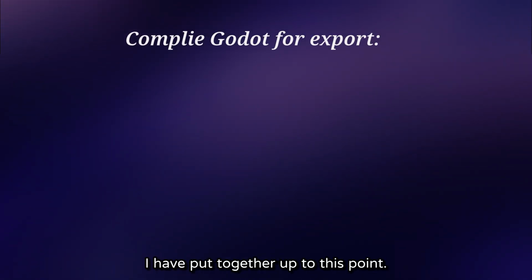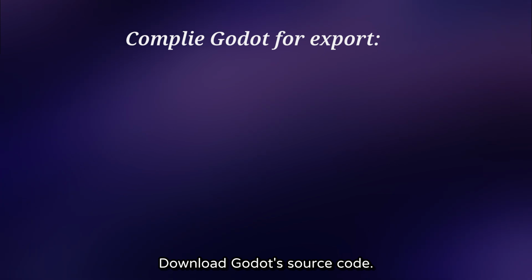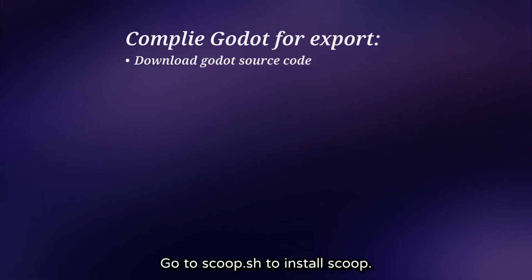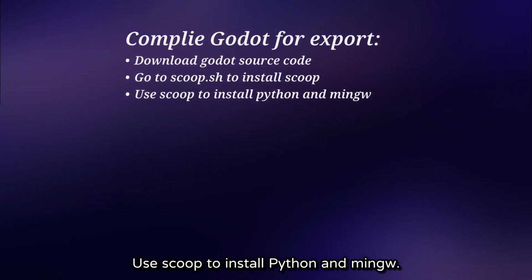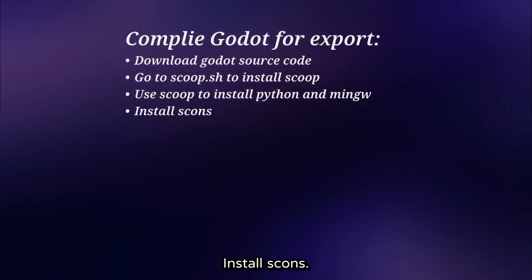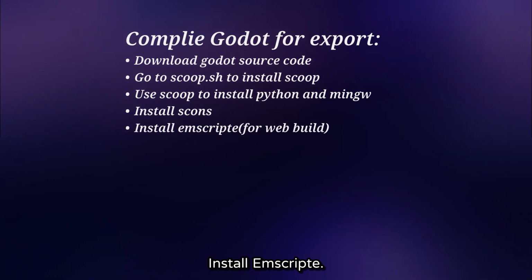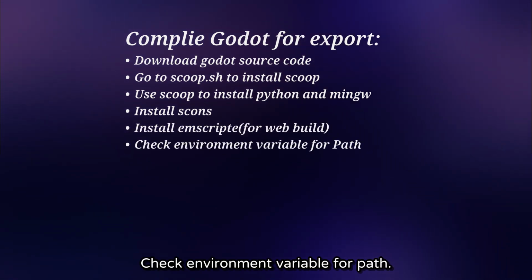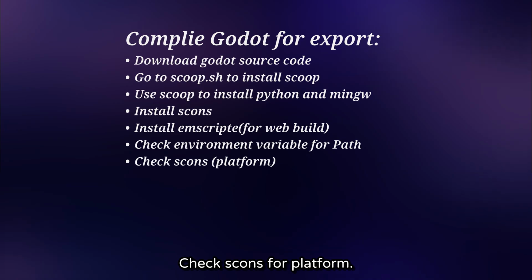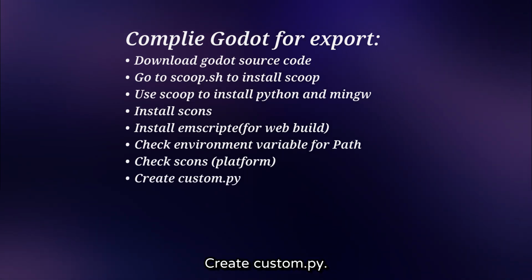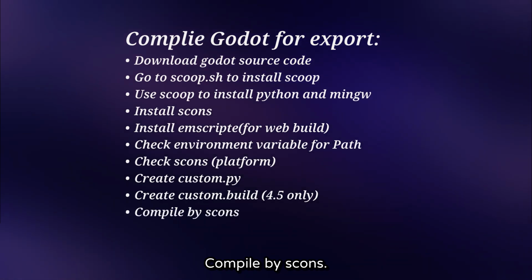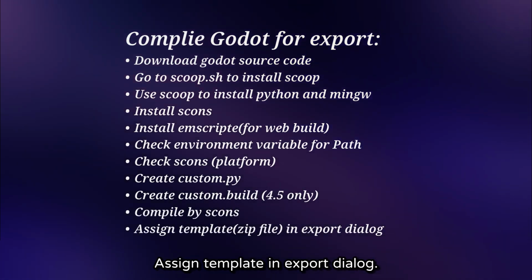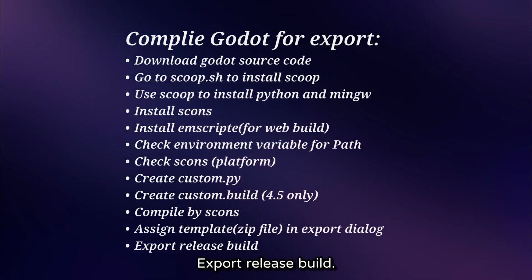Here's the task list I have put together up to this point. Download Godot's source code. Go to scoop.sh to install Scoop. Use scoop to install Python and mingw. Install scons. Install Emscripten. Check environment variable for path. Check scons for platform. Create custom.py. Create custom.build. Compile by scons. Assign template in export dialog. Export release build.